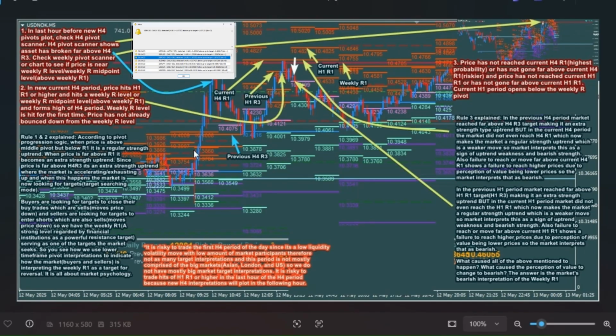You see this arrow points to price moving far above the H4 R3. Okay? This arrow is pointing to this level, which is the previous H4 R3.